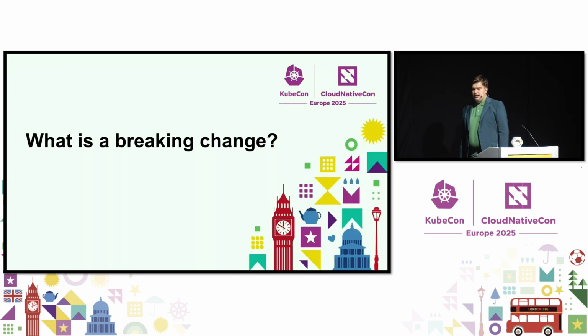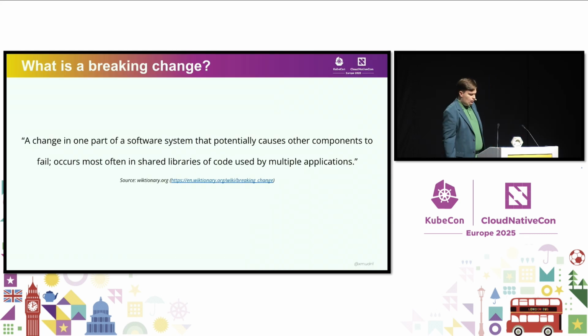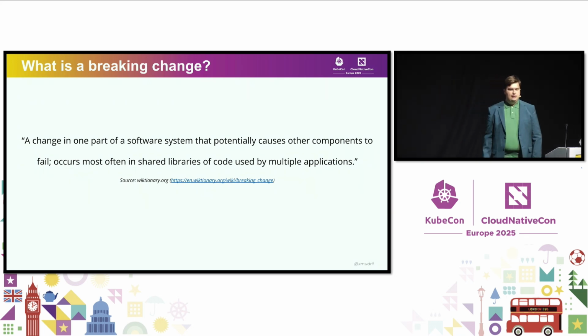And before we get started, let's think a little bit about what's a breaking change. And the answer is, it depends. Different projects will define breaking change in a different way, and some of them might be more restrictive, some of them might be less restrictive, but it really depends. If you try to find some definition, it's not really easy, but I found one on the website called Wiktionary, and it says, a change in one part of a software system that potentially causes other components to fail; occurs most often in shared libraries of code used by multiple applications.